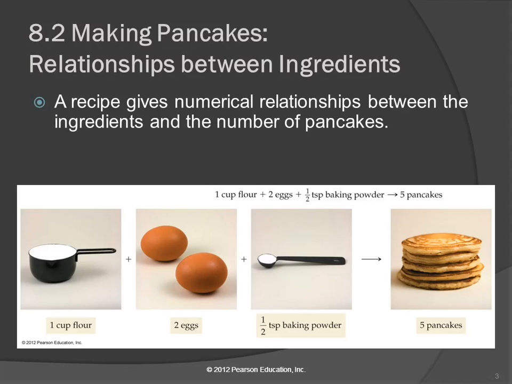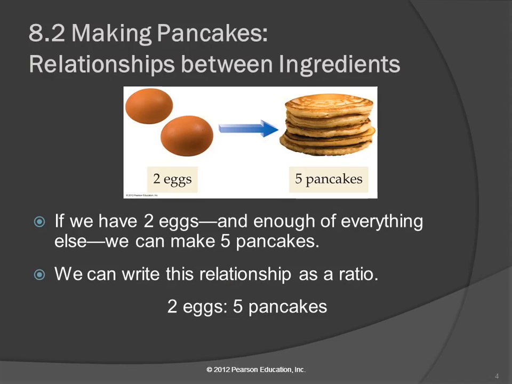So the recipe is like our chemical equation. It gives us the relationships. You need 2 eggs for every cup of flour. If we know how much stuff we're starting with, we can predict how many pancakes we could make. So if we have 2 eggs and we've got enough of everything else, we know that we could make 5 pancakes from that recipe. And so we can write this relationship as a ratio, or we could write it as an equality. So this is saying for every 2 eggs we can make 5 pancakes.